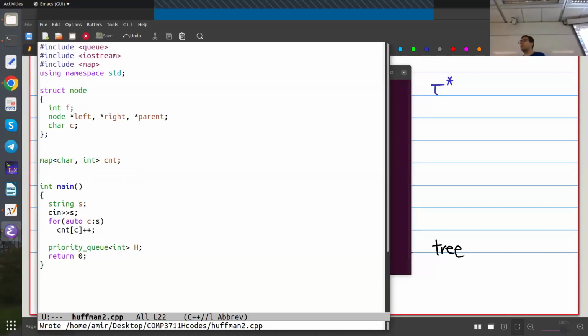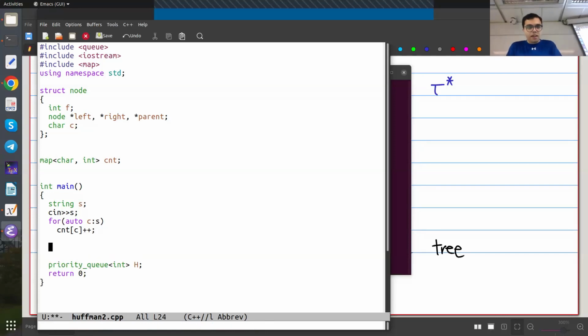Okay, I just counted how many times each character appears. I could also, instead of having a map, just say that this is an array of size at most, let's say 300, because C++ by default uses the ASCII codes, so the codes are between 0 and 256. Every character is basically a number between 0 and 255. So I can just count how many times every character was there.